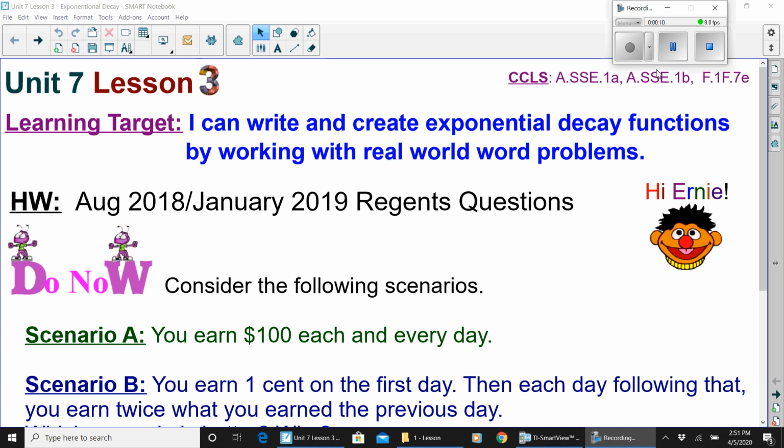This is Unit 7, Lesson 3, the learning target. I can write and create exponential decay functions by working with real world word problems.